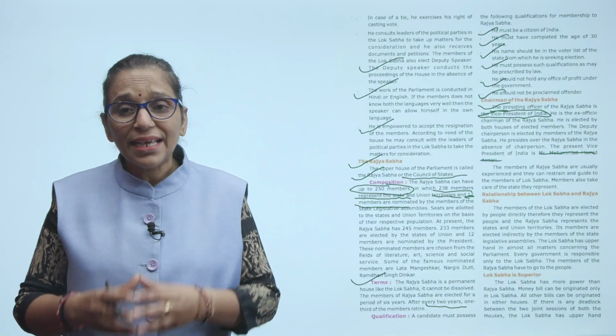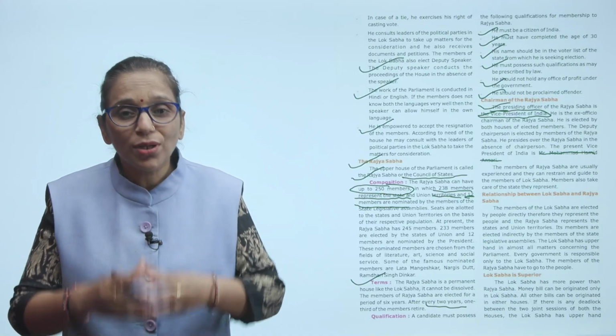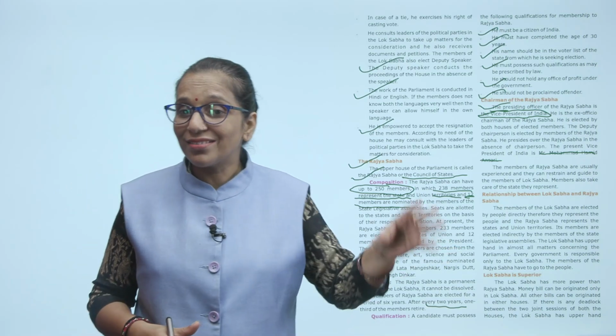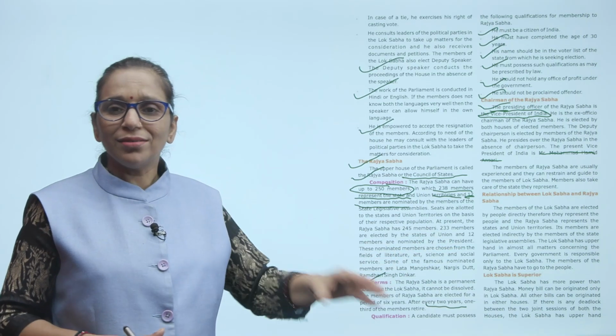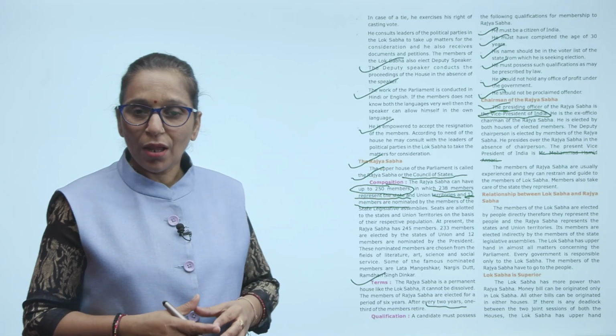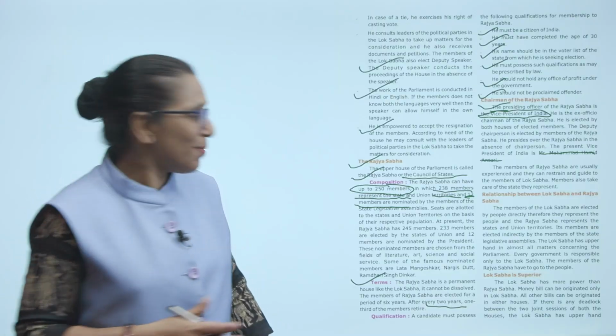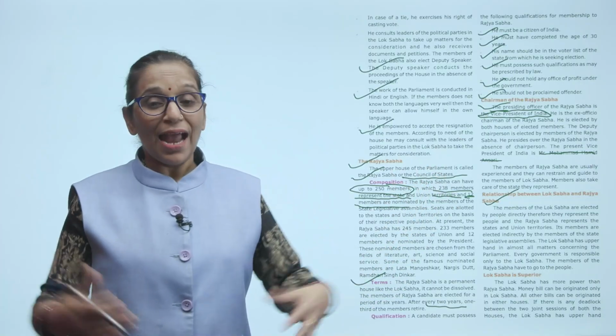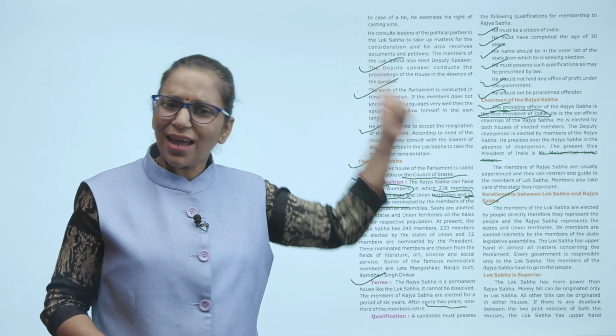The members of Rajya Sabha are usually experienced and they can restrain and guide the members of Lok Sabha. Members also take care of the states they represent. So in this way, Rajya Sabha usually guides the Lok Sabha. Now, what is the relationship between the Lok Sabha and Rajya Sabha? The members of Lok Sabha are elected by people directly. So therefore, they represent the people, and Rajya Sabha represents the states and union territories. So its members are elected indirectly by the members of the state legislative assembly.